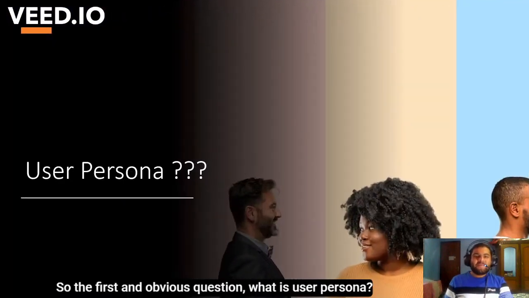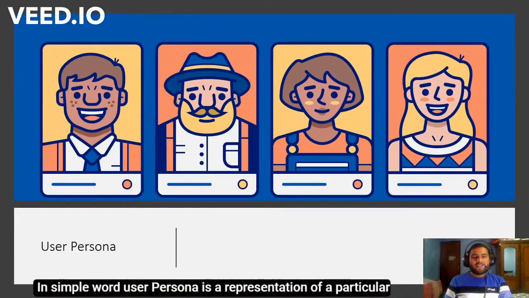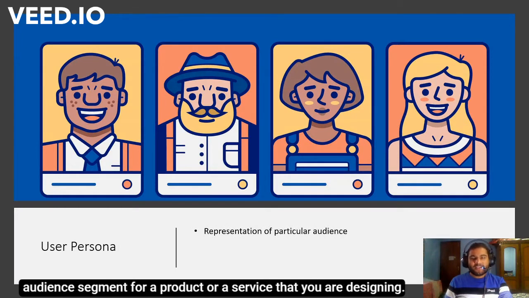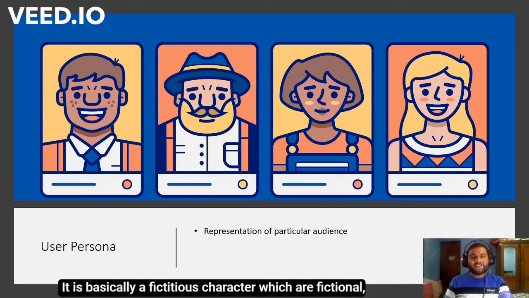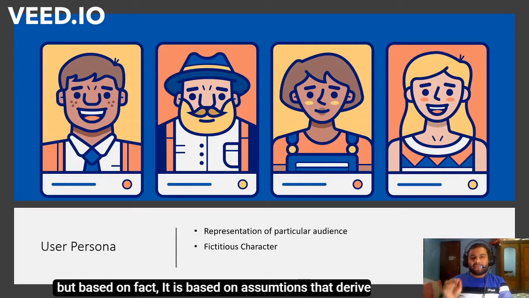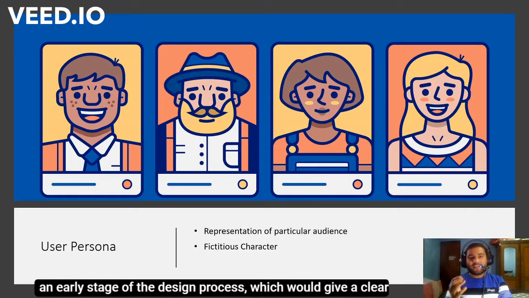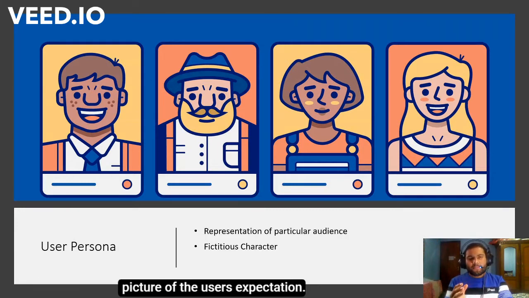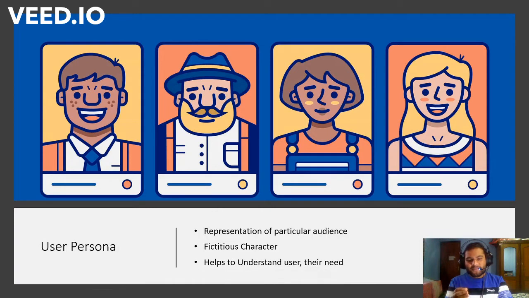So the first and obvious question, what is user persona? In simple words, user persona is a representation of a particular audience segment for a product or a service that you are designing. It is basically a fictitious character, fictional but based on facts. It is based on assumptions that derive from qualitative and quantitative research carried out at an early stage of the design process, which will give a clear picture of the user's expectation.